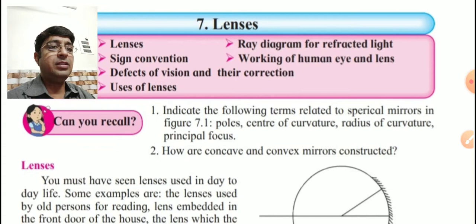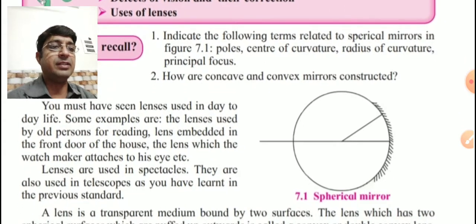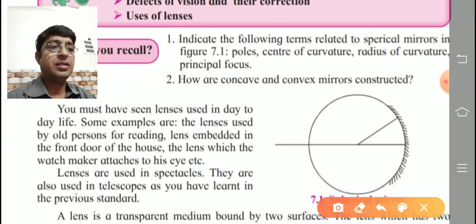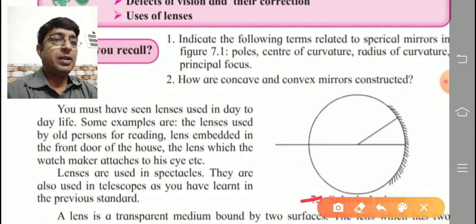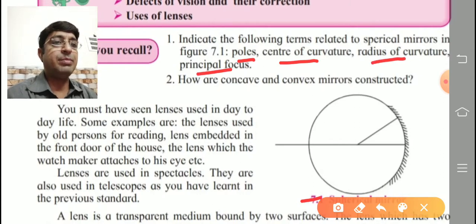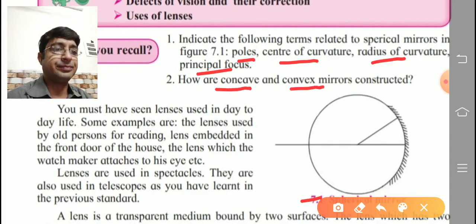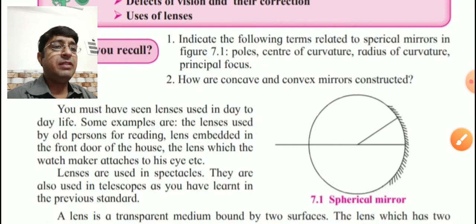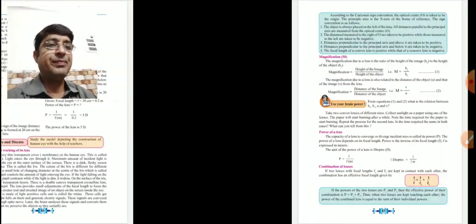Indicate the following terms related to spherical mirrors in figure 7.1. Here the 7.1 figure is given. So we indicate these parts: pole, center of curvature, radius of curvature and principal focus. Second question, how are concave and convex mirrors constructed? So we revise the answers of these two questions on one separate paper.